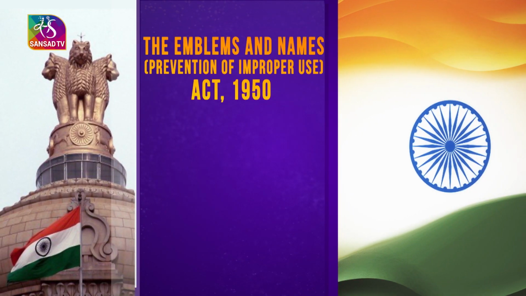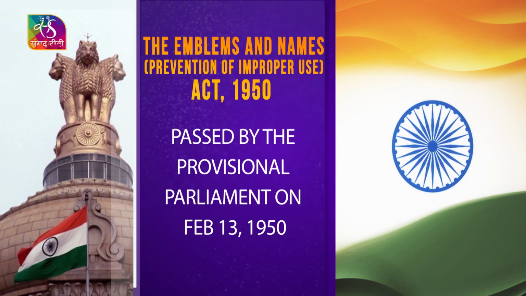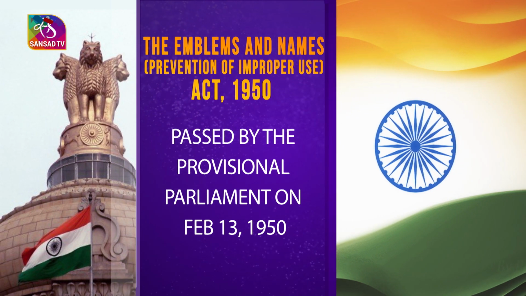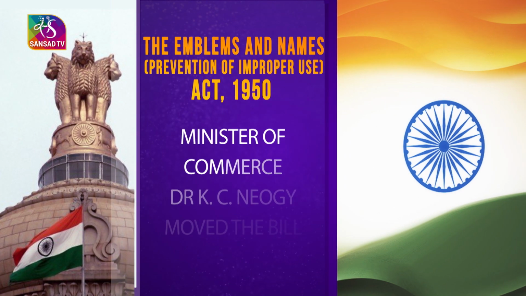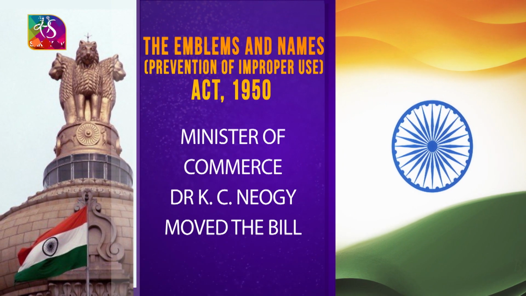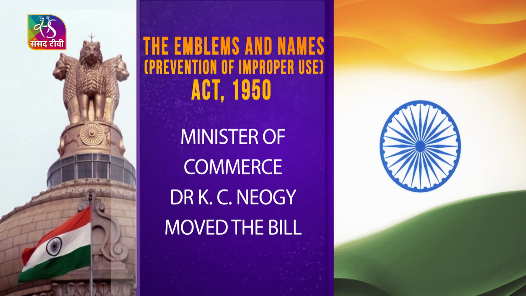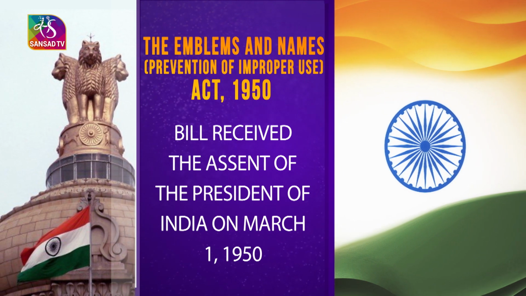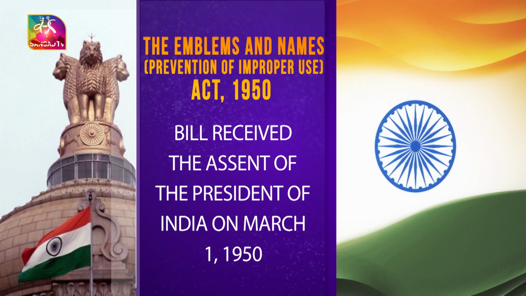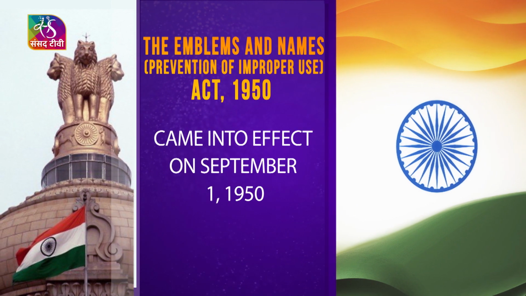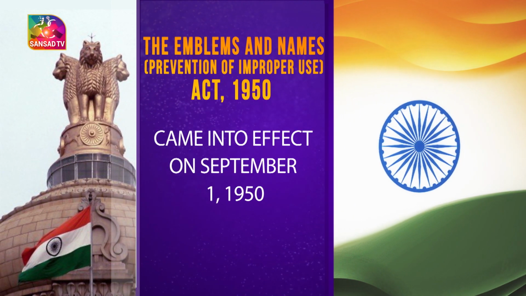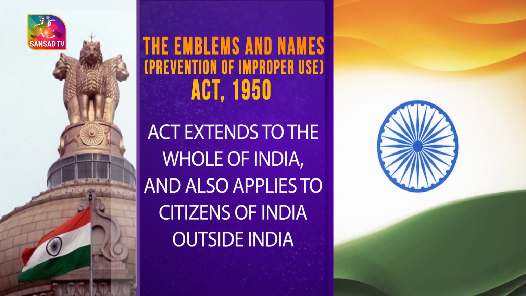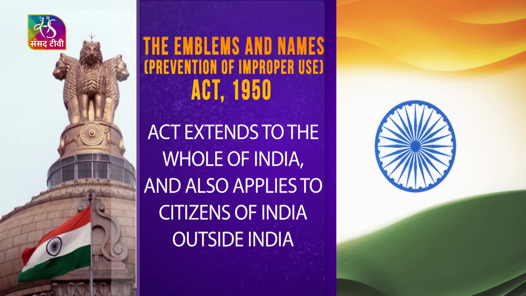The Emblems and Names Prevention of Improper Use Act 1950 was passed by the Provincial Parliament on 13th of February 1950. The Minister of Commerce, Dr. K.C. Neogi, moved the bill to be passed on 13th Feb 1950. The bill then received the assent of the President of India on 1st of March 1950 and came into effect on 1st of September 1950. The Act extends to the whole of India and also applies to citizens of India outside India.